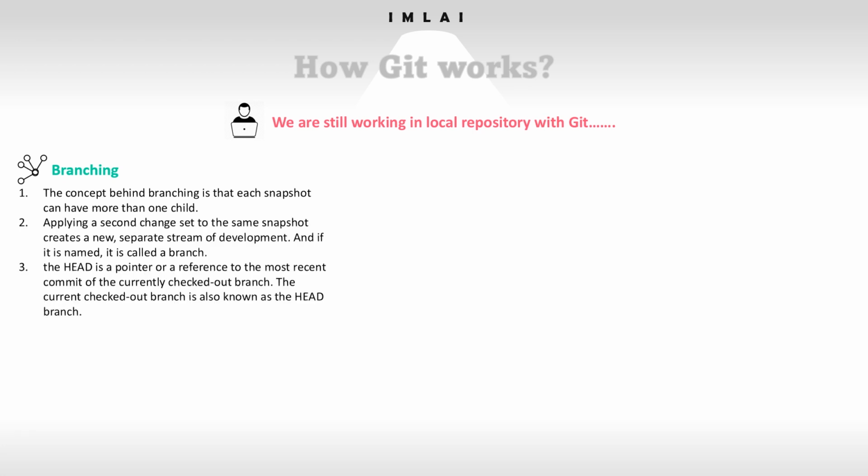So in Git terminology, the HEAD, capital H, E, A, D, that I have shown you in the .git directory or Git working directory, is a reference point to the most recent commit of the currently checked out branch. So the current checked out branch is also known as the head branch. If you are not clear about what I'm speaking, I'm going to do a practical demonstration to make it clear.